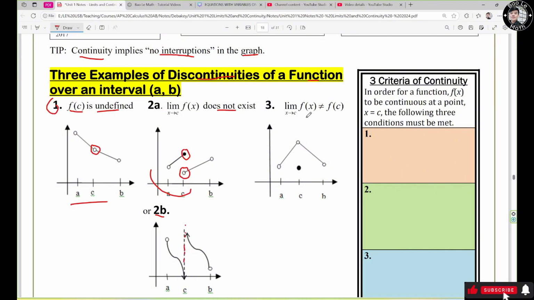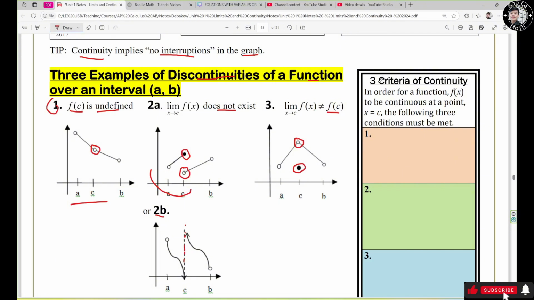Now number 3. The limit of f of s when s approaches c exists. However, the limit of f of s when s approaches c is not equal to f of c, right here. So the function is not continuous.